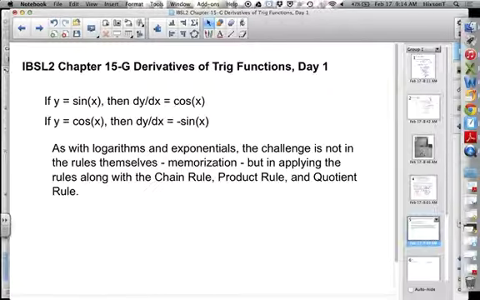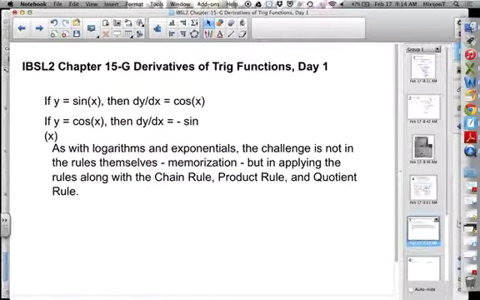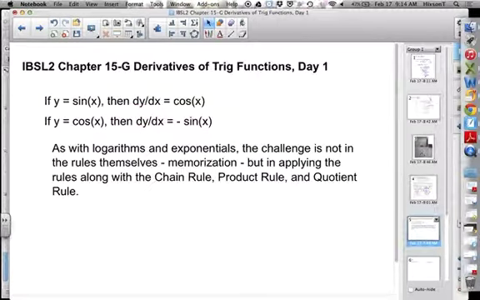Wait, so it's negative sine? Negative sine, yes. We have to put a little space in there. Of course. There we go. Yeah, negative sine. So, since the challenge is really applying this to other contexts, that's what I want to spend the majority of our time on here.